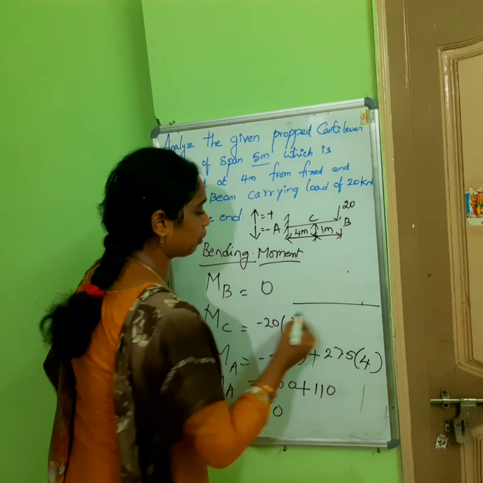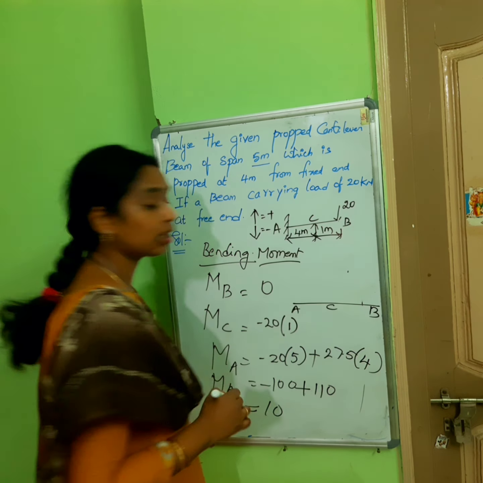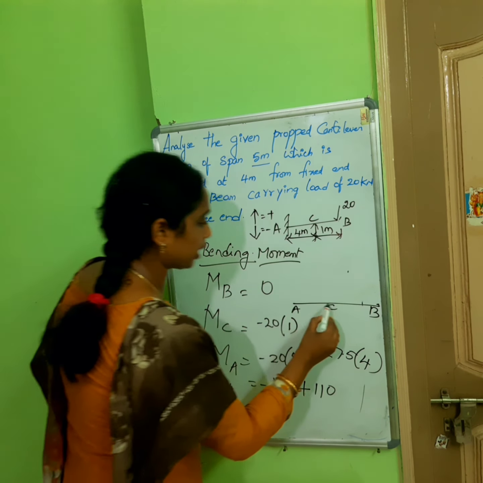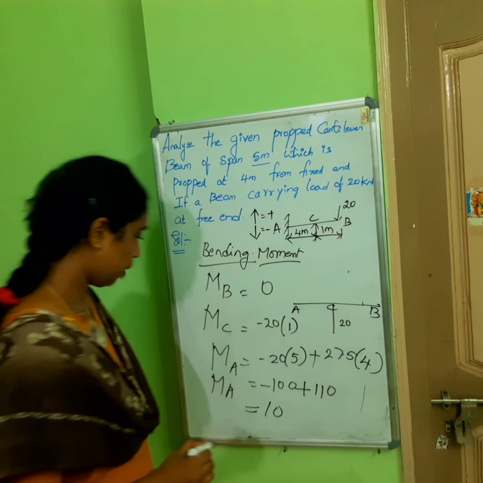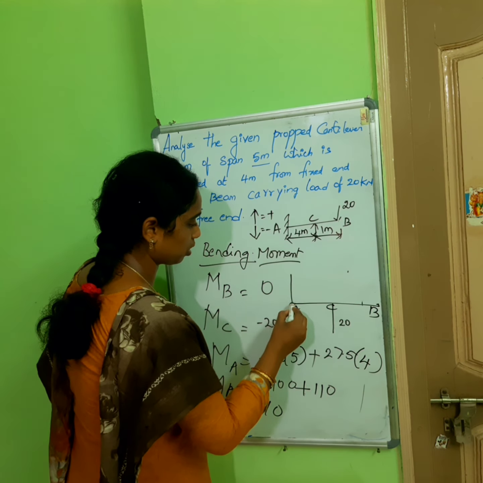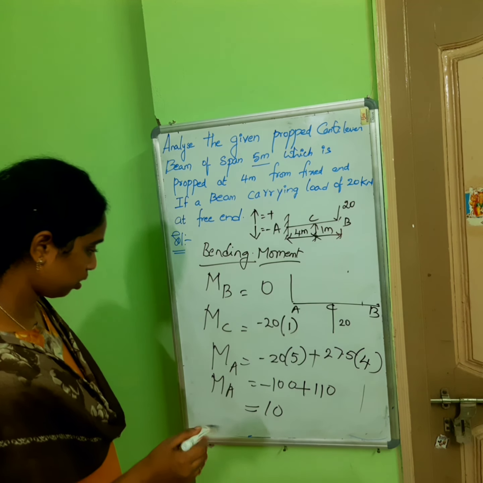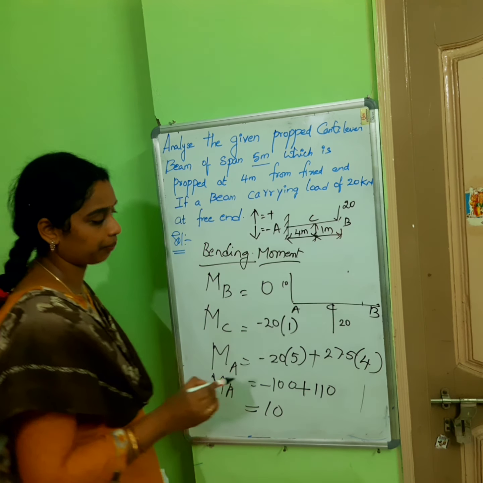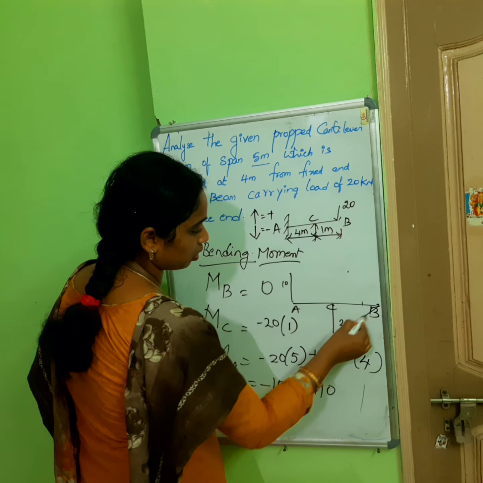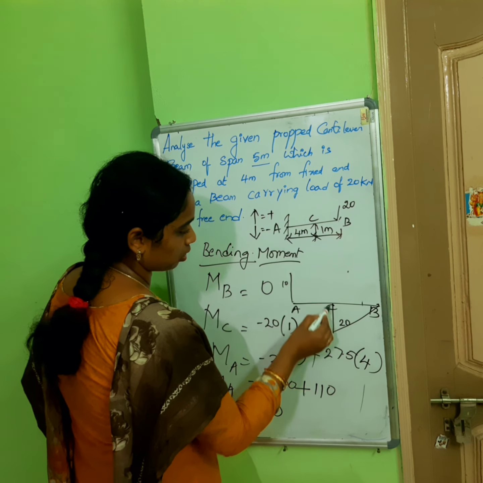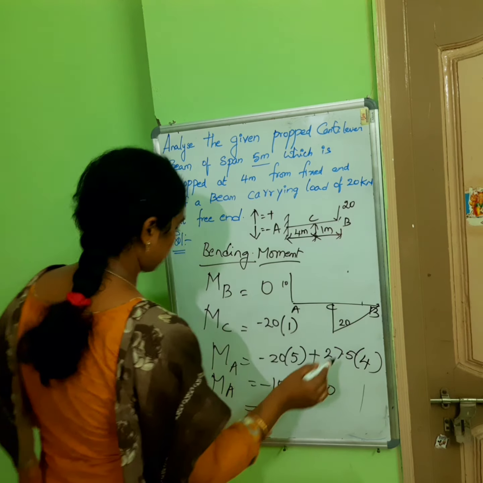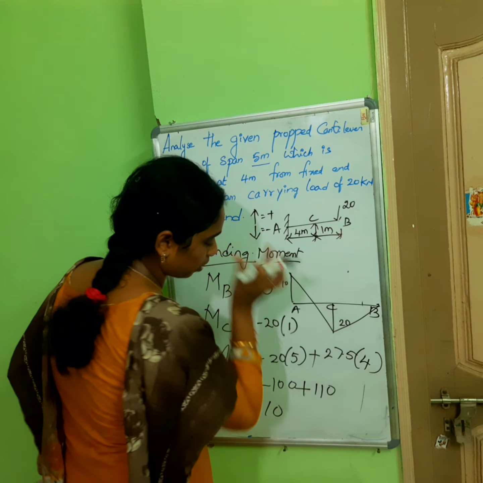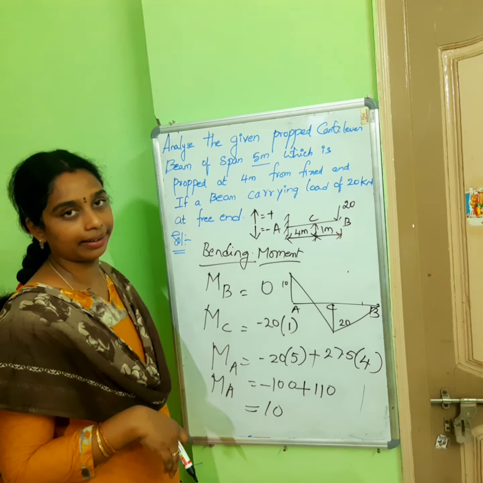Okay, now we will draw the bending moment diagram at A, C and B. See here, moment at B is 0. Moment at C, how much? Minus 20, so it is acting downwards, 20. Moment at A, how much did we get? 10. Okay. So I need to calculate. At C point, how much did we get? Okay. This is my bending moment diagram.